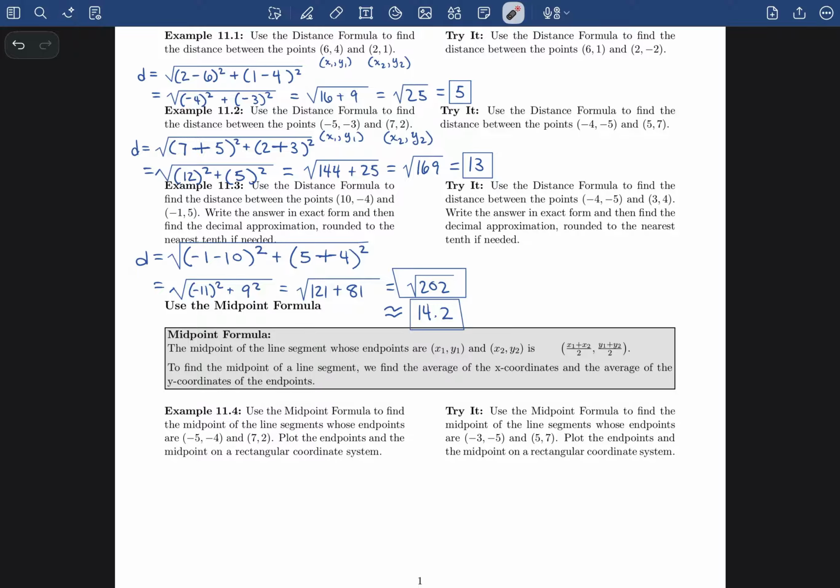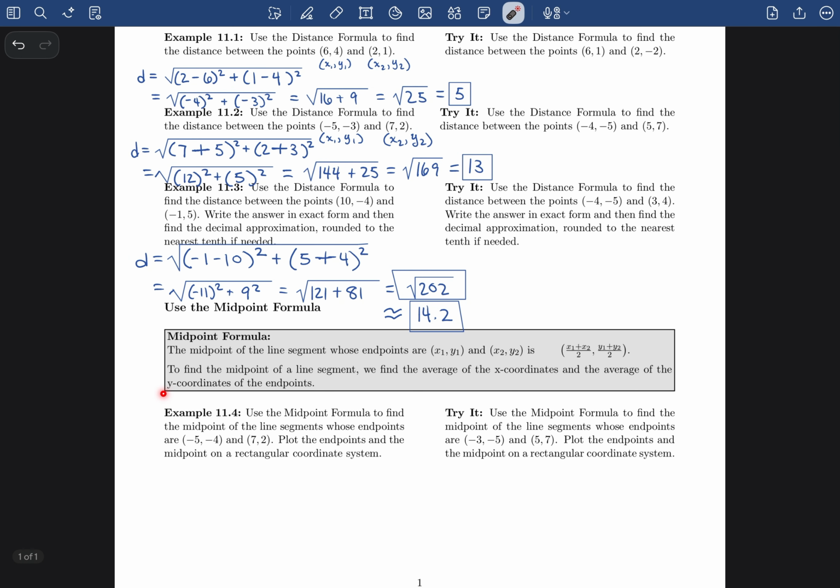So what are we doing? We're taking the x values of the 2 points and adding them together, and then we're dividing by 2 to find their average, right? So that'll be the midpoint of the x values. And then we're taking the y values, y1 and y2, adding them together and dividing by 2 to find the average of the y values, and that is how we find the midpoint. Here's a statement: to find the midpoint of a line segment, we find the average of the x coordinates and the average of the y coordinates of the endpoints.